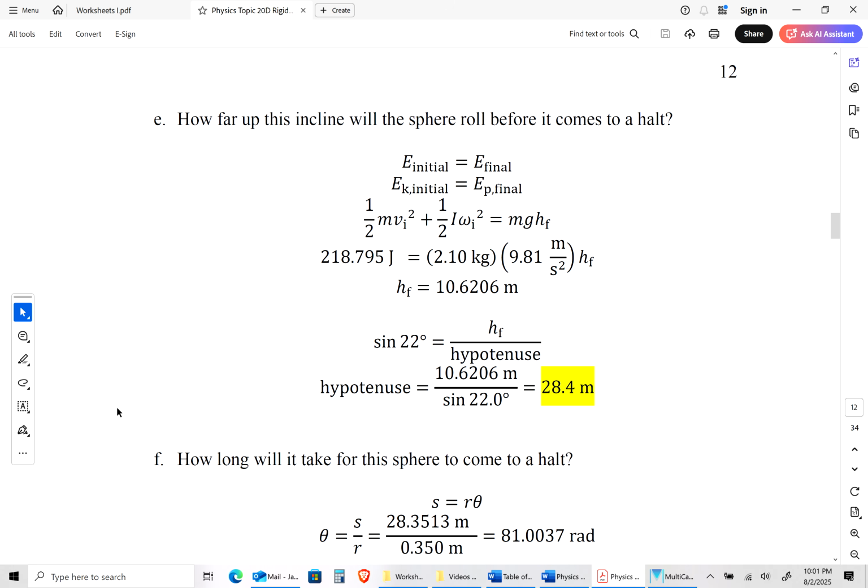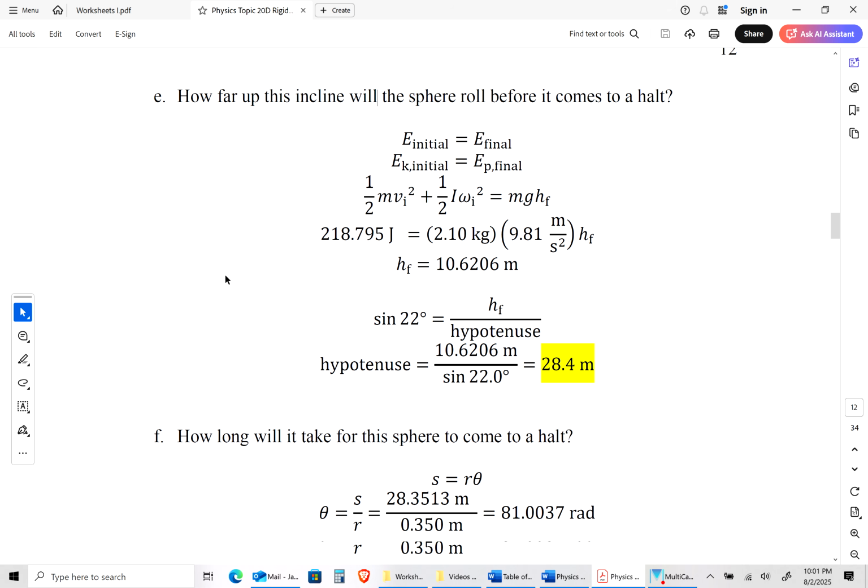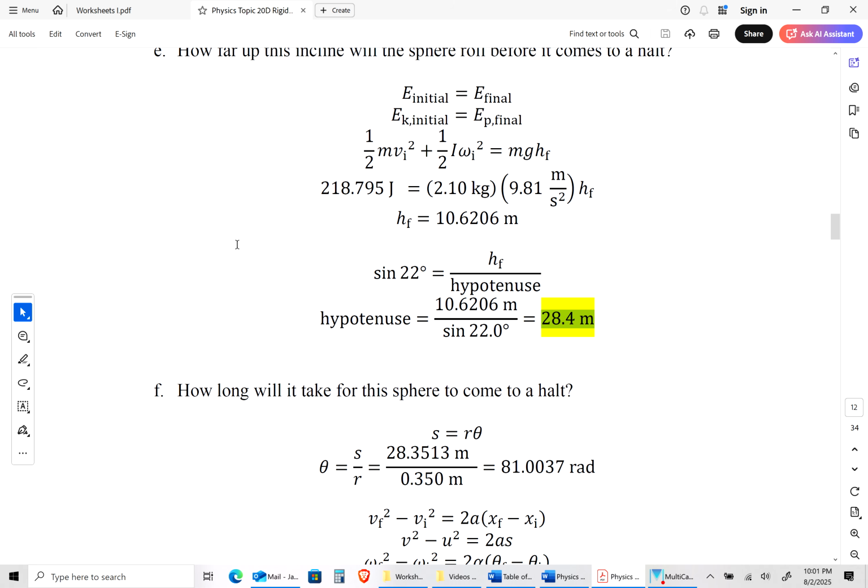Part E, how far up this incline will the sphere roll before it comes to a halt? So total energy initial equals total energy final. This is law of conservation of energy. So we have the total kinetic energy on the left, translational and rotational, equals mgh on the right. Solve for h. Now h is the height. It's asking for how far up the incline. So this is asking us for the hypotenuse. So this gives us the hypotenuse.